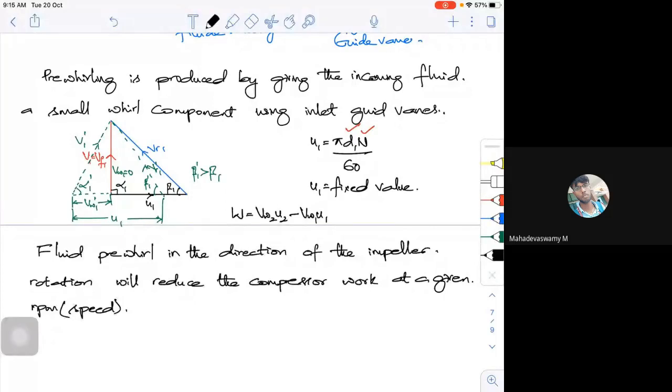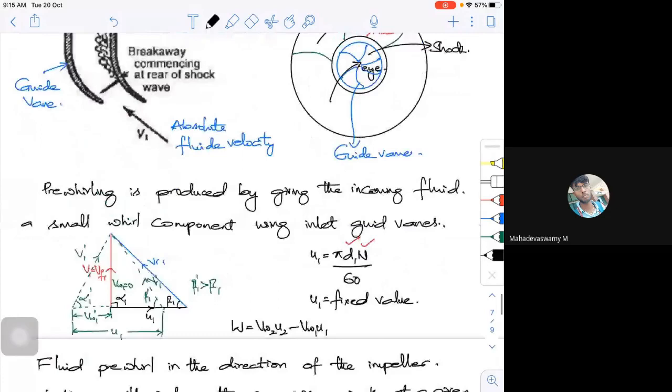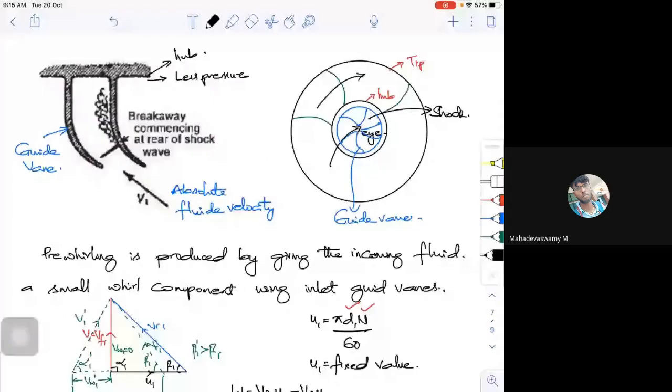So what we try to do is control the pressure and temperature of the compressor. What will happen if there is a shock? If I have a shock, there is a sudden increase in the pressure and temperature. This shock will increase your pressure and temperature, which is not desirable.